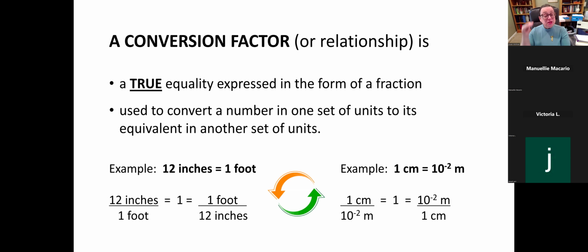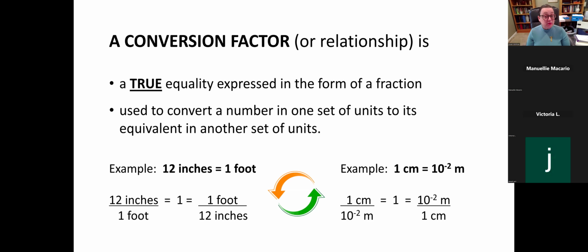Yep. But our units of foot and inches don't cancel each other out. They're not the same thing. So on either side, we've got 12 inches divided by 1 foot, right? And on the other side, we've got 1 foot divided by 12 inches. Both of those are equal to 1.